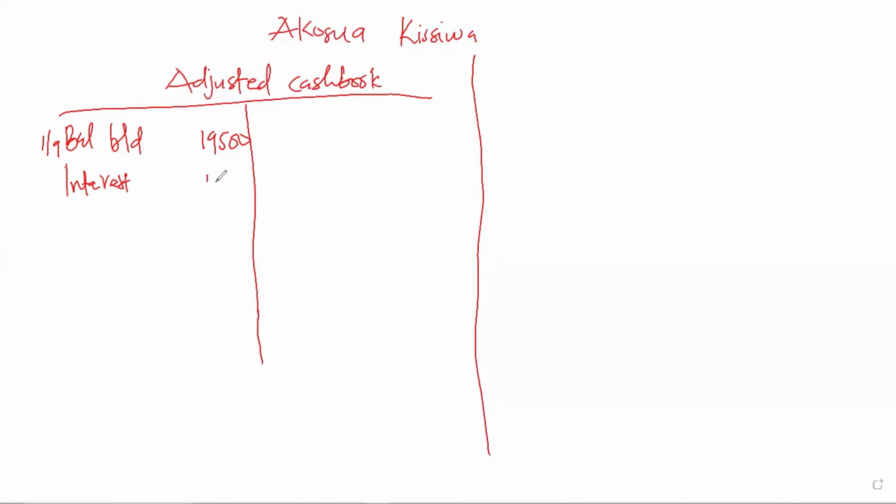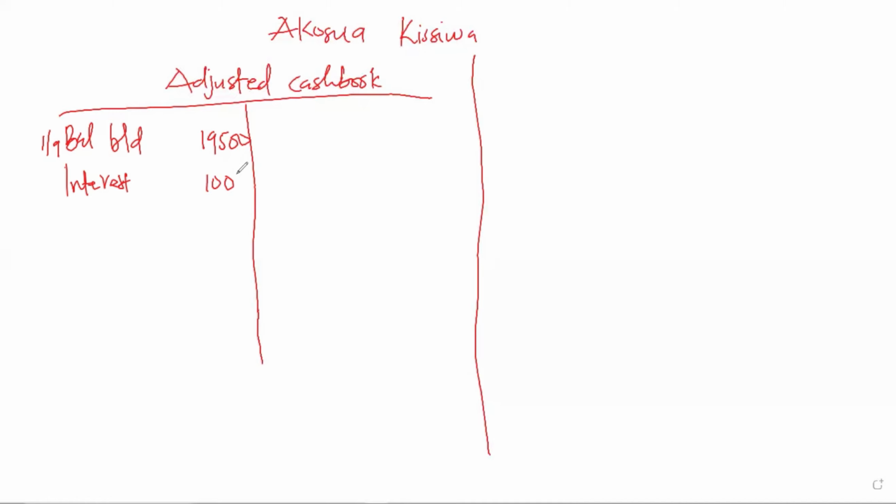Which is what? 100. Which is 100. Then the next one is what? 3,000. So when we check, there is 3,000 there. That is all, you are done. You are done for the debit side.